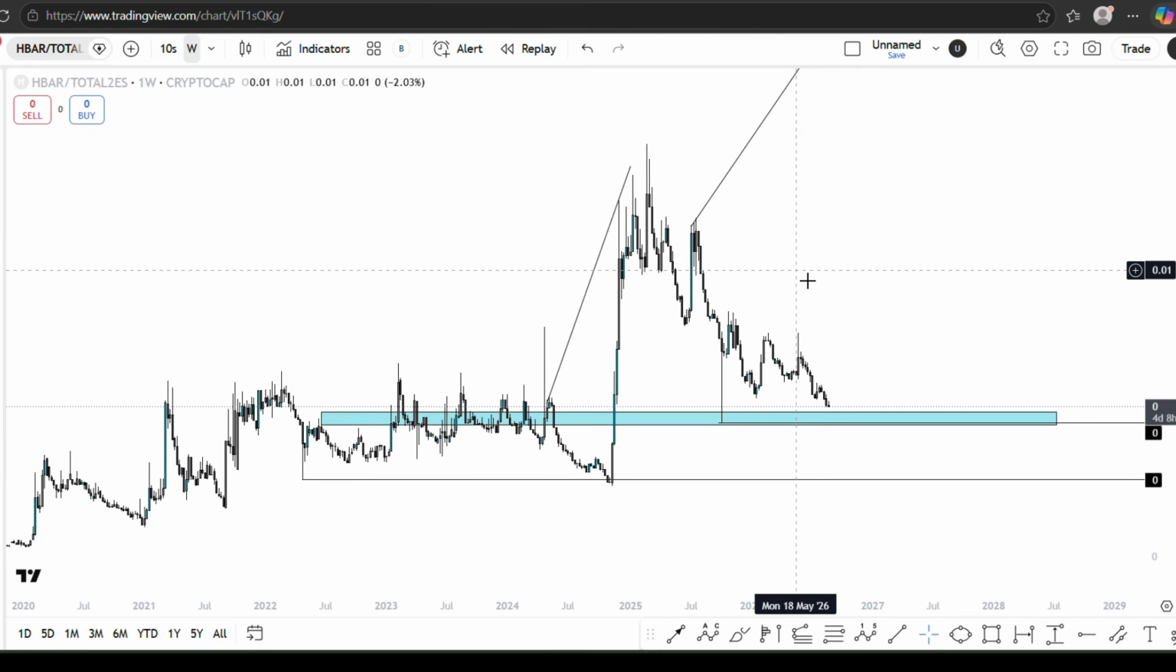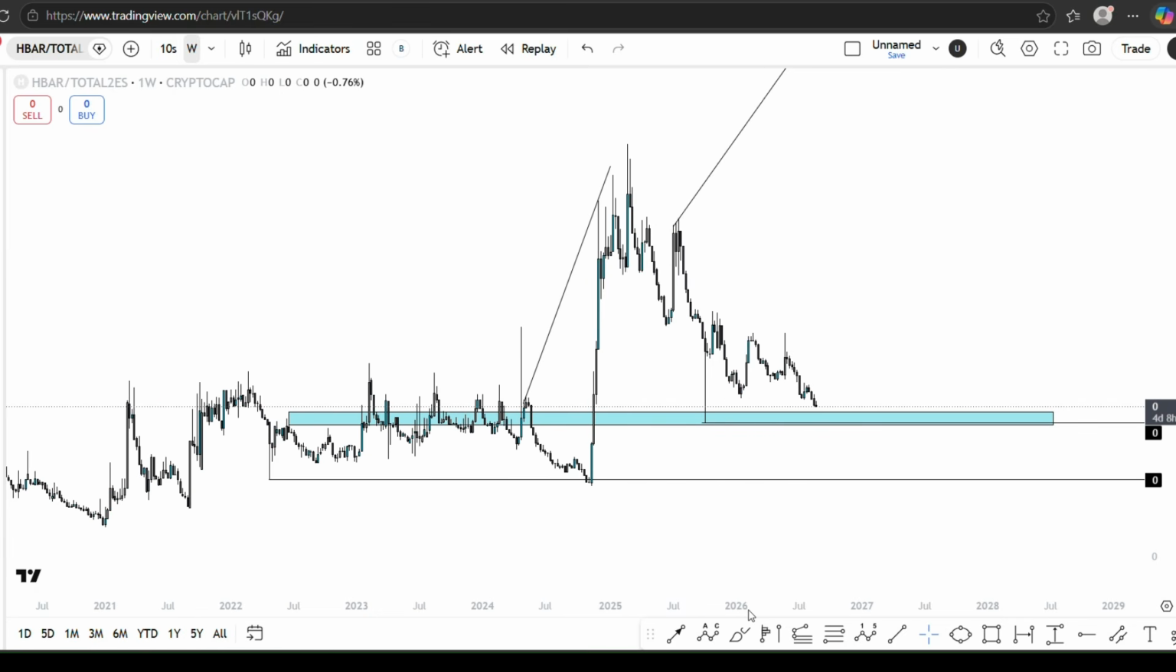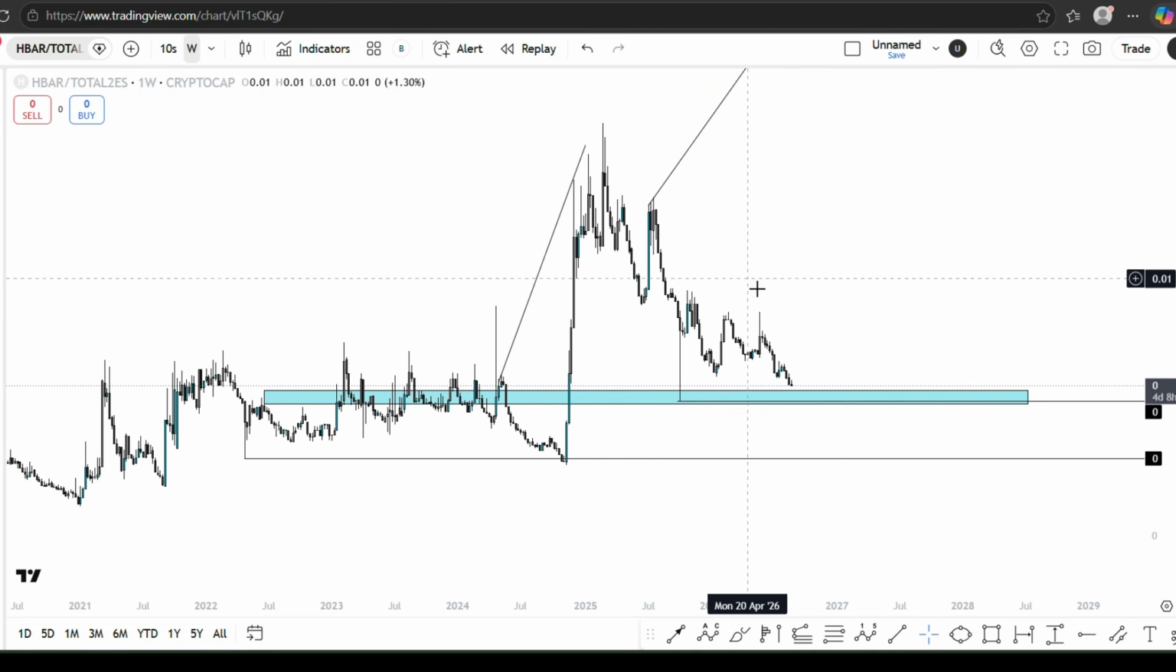Now this is very important because HBAR is a coin that has had a change in circulating supply. So if we take the crypto coin market cap of HBAR and divide it by the total 2 market cap excluding stable coins, we can try to remove all of the noise in the price chart and get a very clear picture of what is actually going on here.